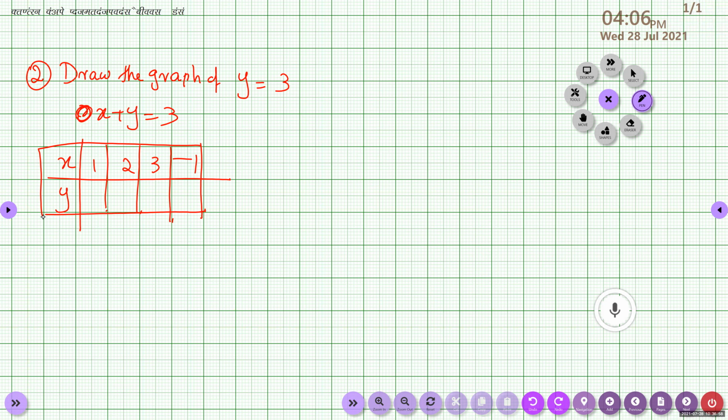Okay. I thought that you cut that. No, I will rub it. 0x. When x equal to 1, 0 into 1 plus y equal to 3. Ma'am, 3 is the answer. 3. Because 0 into anything is 0, no. Ma'am, I thought that you cut that. Okay. Now plot these points on your graph paper.